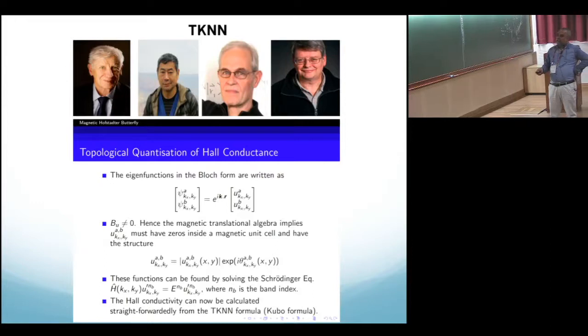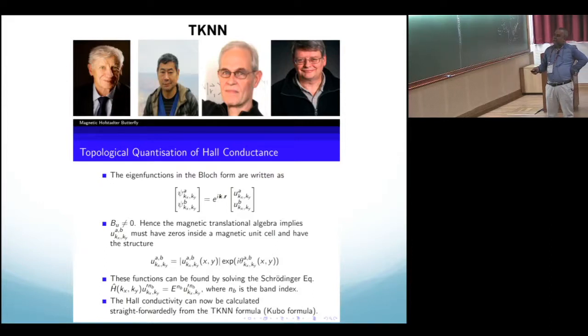And since the uniform part of the magnetic field is non-zero, the magnetic translational algebra implies that u_k(x,y), which is the Bloch part of this wave function, must have zeros inside the magnetic unit cell and have the following structure. This is what makes the topology of this torus a multiply connected geometry, and that is why you can write this particular integral in terms of the winding number. Once one does that, one solves for these u functions using the corresponding Bloch equation, and then the Hall conductivity can be obtained by directly applying the TKNN formula.